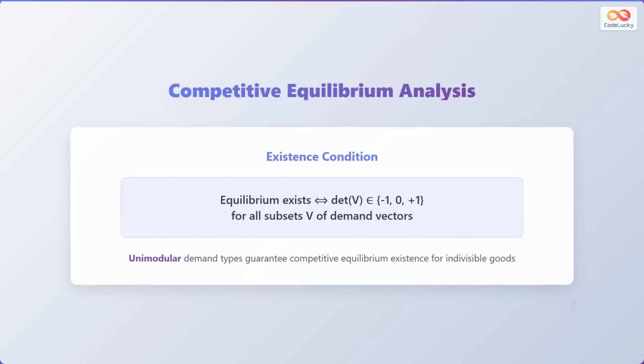Tropical geometry provides tools for analyzing competitive equilibrium, particularly in the context of indivisible goods. A key existence condition is: equilibrium exists if and only if the determinant of V belongs to the set containing -1, 0, and +1 for all subsets V of demand vectors. This condition implies that unimodular demand types, which ensure that the determinant of any subset of demand vectors is either -1, 0, or +1, guarantee competitive equilibrium existence for indivisible goods. This result has implications for mechanism design and resource allocation in various economic settings.